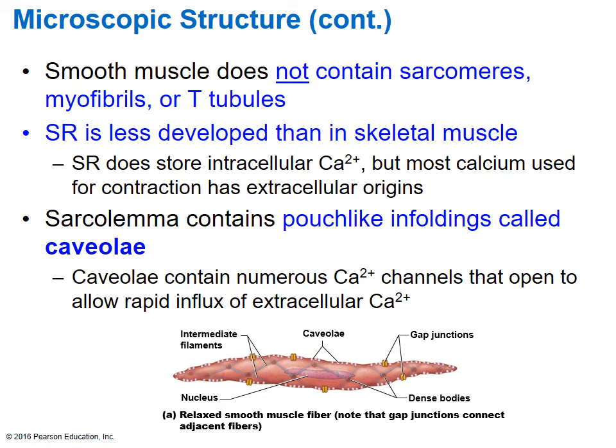In fact, the sarcolemma in your smooth muscle has these areas called caveolae, which are these little infoldings, and they are filled with calcium channels that will allow the extracellular calcium to come flooding inside the cell at a high rate of speed so that the smooth muscle can go ahead and cause its contractions.